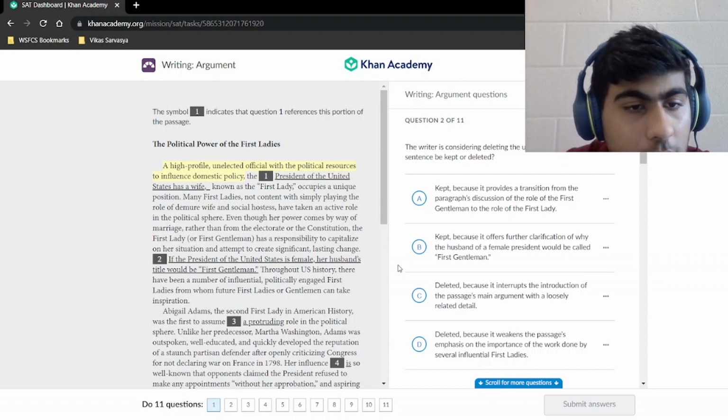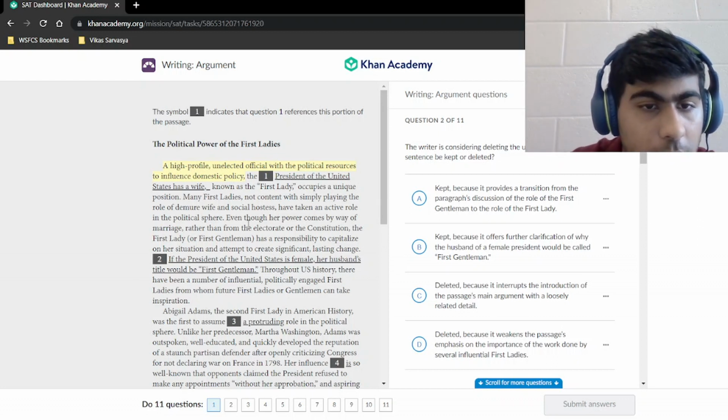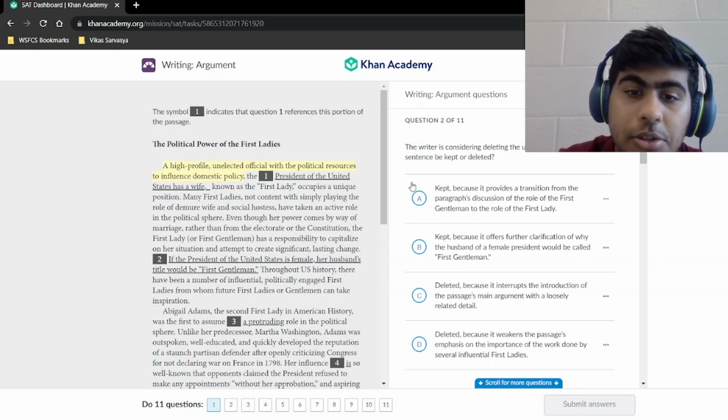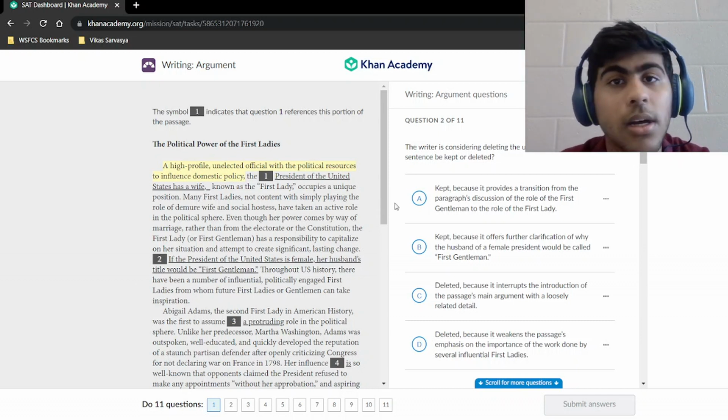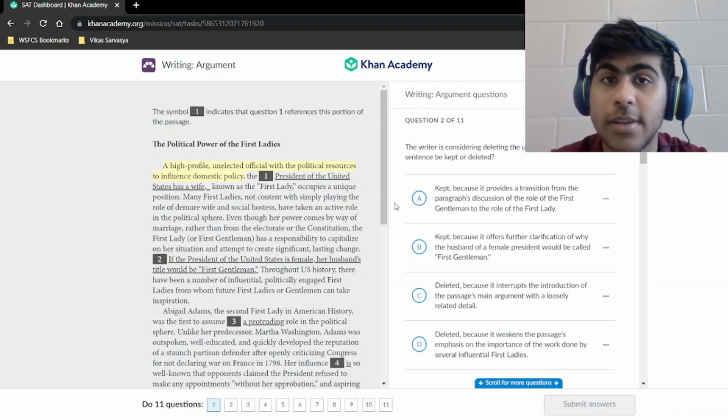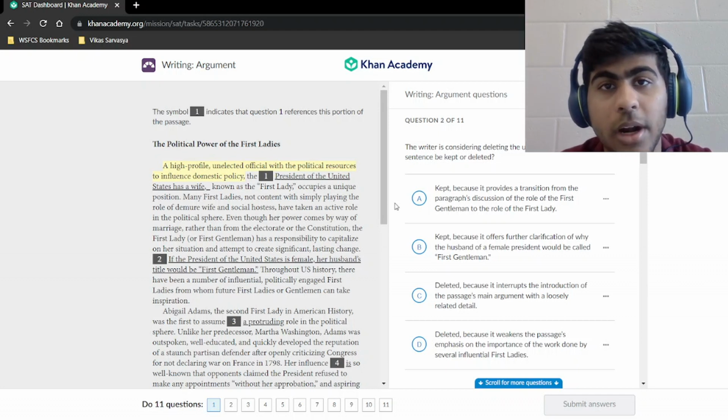Here it is, all the way down here. We're going to read the sentences around this because they're trying to find if you're trying to keep or delete the sentence. So we read the sentences around it to get an idea of what the passage is saying and where the sentence fits in or doesn't fit in the context of that paragraph, so we should keep it or not.